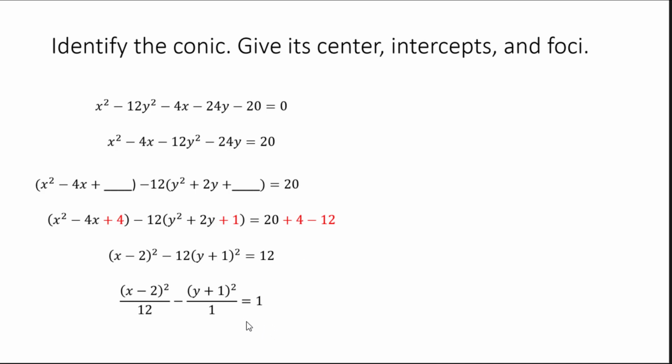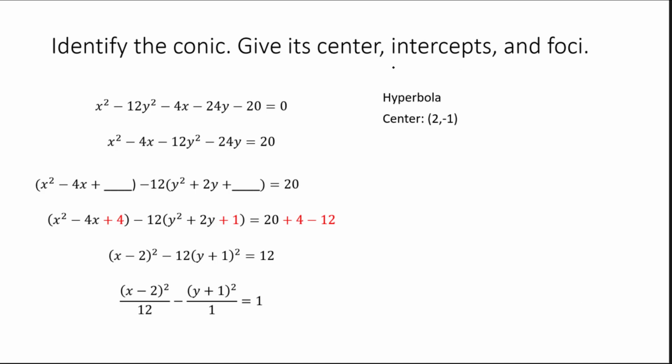So from here, we can determine that this is a hyperbola because of this minus sign right there. Everything else is in the correct form for a hyperbola. And then the center would be found by looking at this negative 2 and the positive 1. You switch the signs to get positive 2, negative 1. And then for this one, we're also asked to find the intercepts.